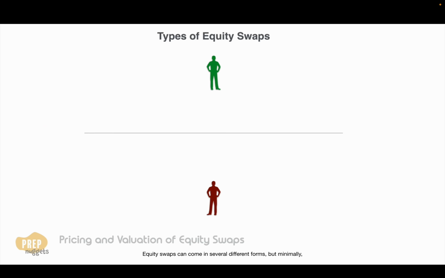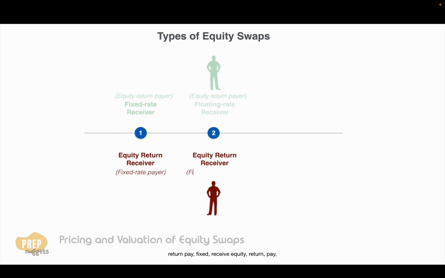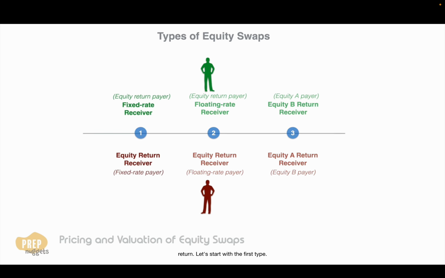Equity swaps can come in several different forms, but minimally one of the sides must pay equity returns. For the curriculum, we will examine three types of equity swaps: receive equity return, pay fixed; receive equity return, pay floating; and receive equity return, pay another equity return. Let's start with the first type.